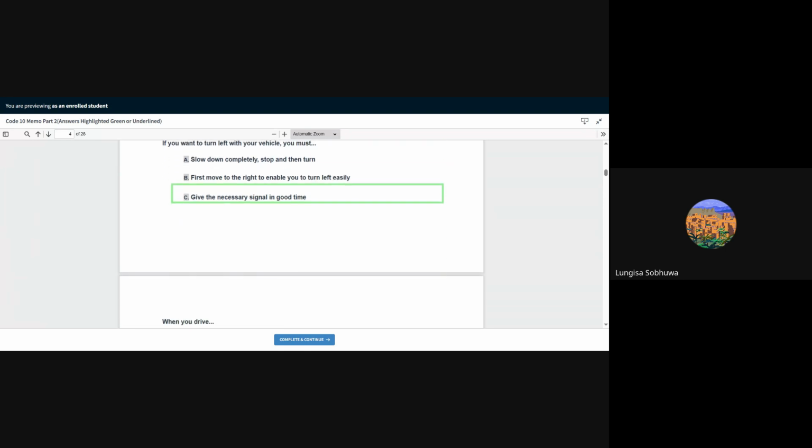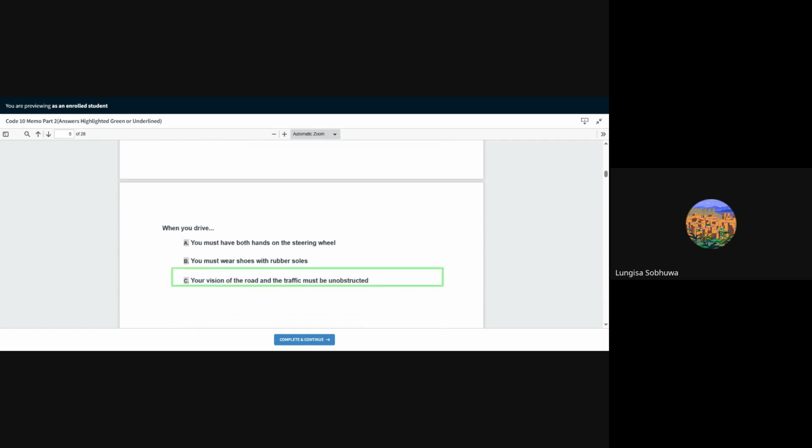Let's go on to the next question. When you drive, option A, you must have both your hands on the steering wheel. Option B, you must wear shoes with rubber soles. Option C, your vision of the road and traffic must be unobstructed. The correct answer there is C, guys. C says your vision of the road and traffic must be unobstructed.